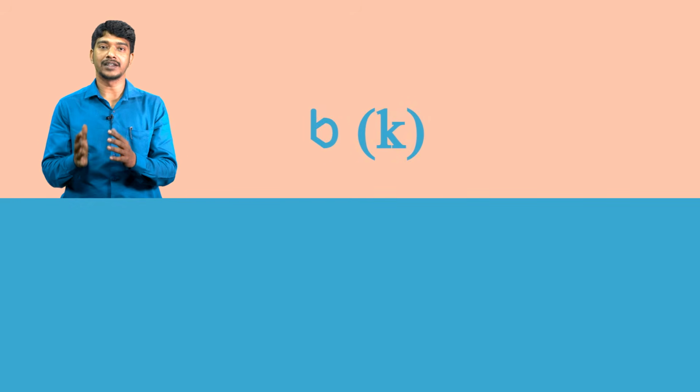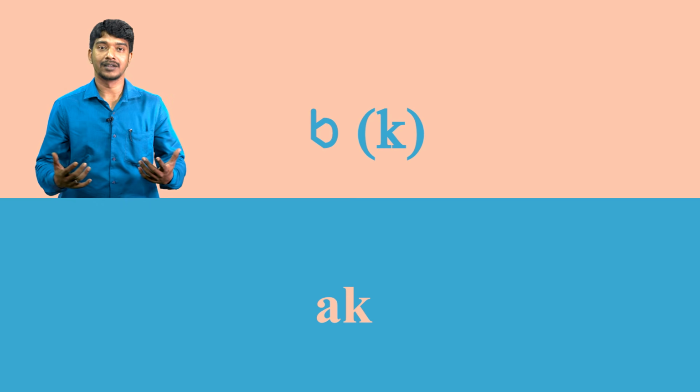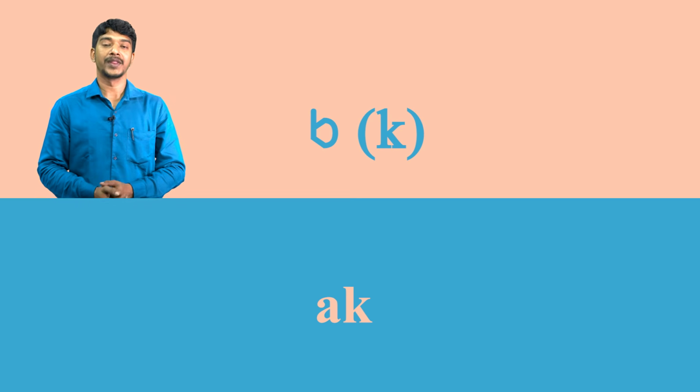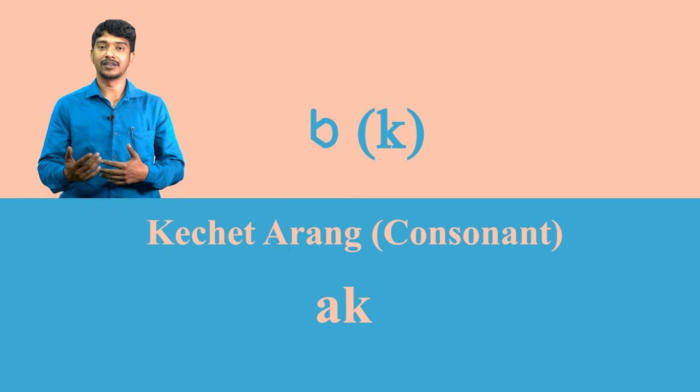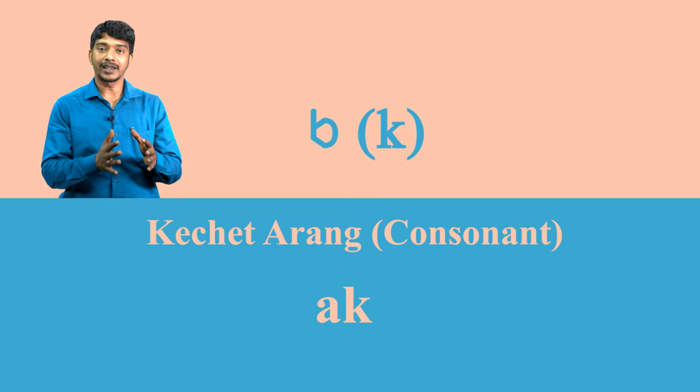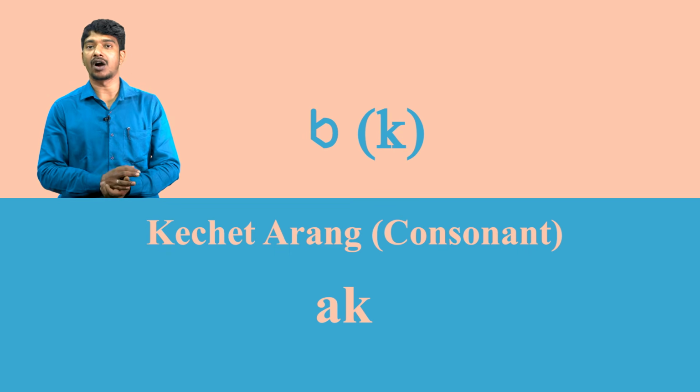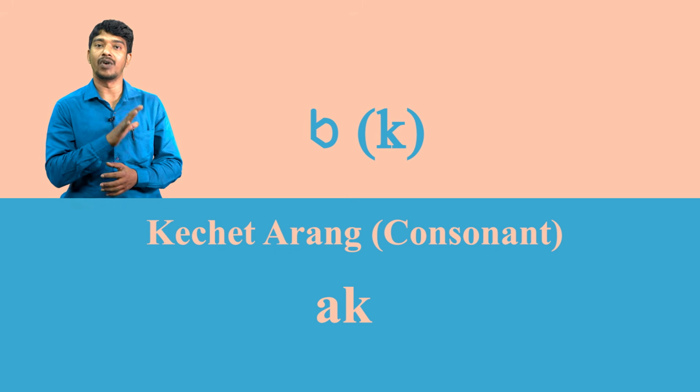The second letter of the set we have here is Ak. This letter is pronounced Ak in Santali. It is a consonant. In Santali, it is called Kechet Arang. Ak is framed as the picture of a swan when it is watching something.